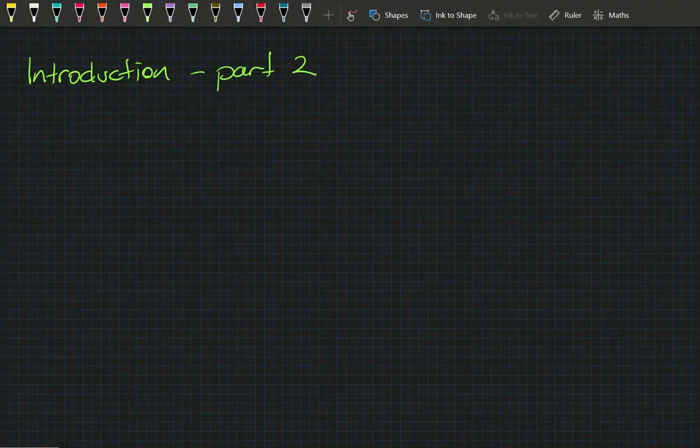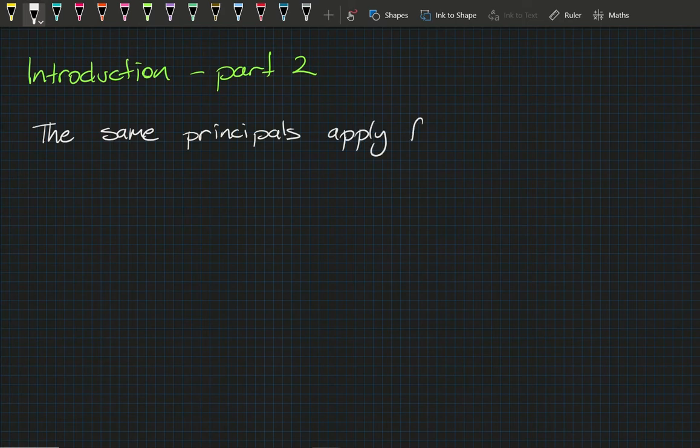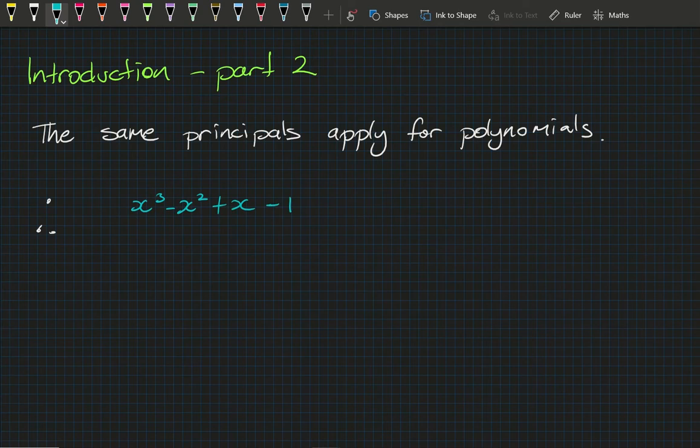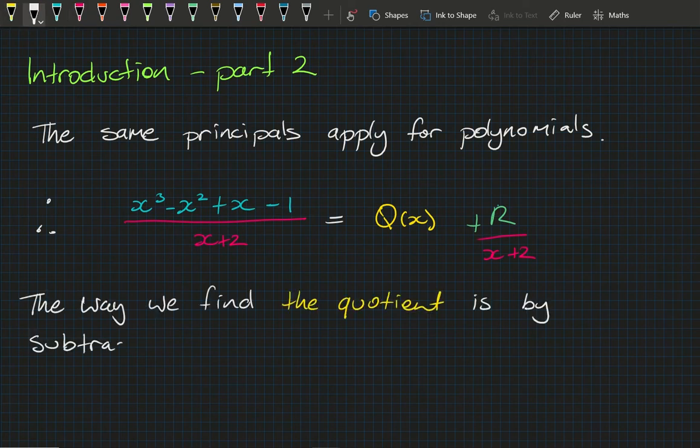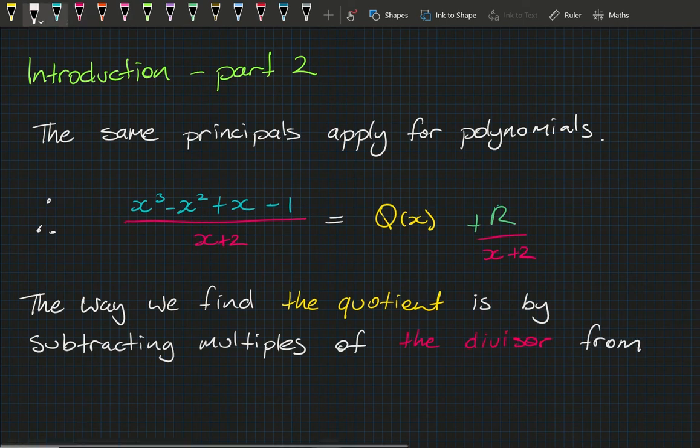So how'd you go? Are you now confident making grouped subtractions to supplement division? Hopefully you are, because the same principles are going to apply for polynomials. For example, if I had this polynomial x cubed minus x squared plus x minus 1 divided by x plus 2, then it's going to equal some quotient polynomial plus a remainder, which is divided by x plus 2. And the way that we're going to find this quotient is by subtracting multiples of the divisor from the dividend.